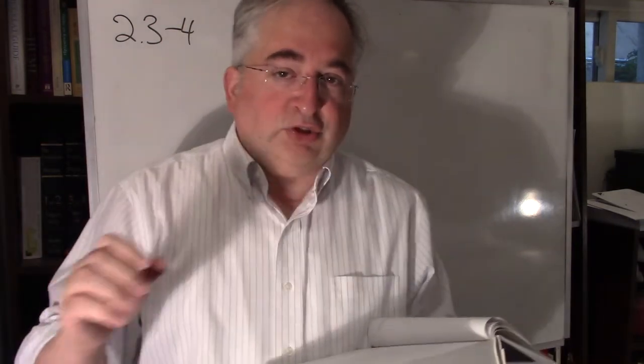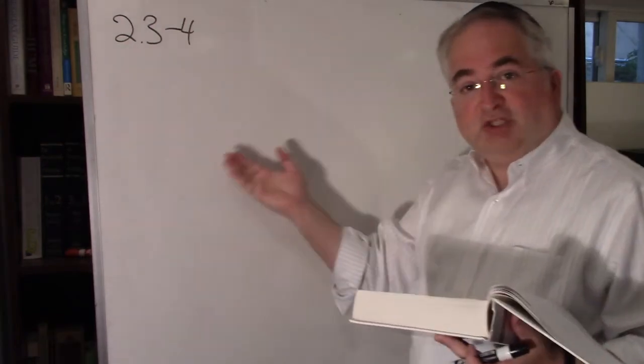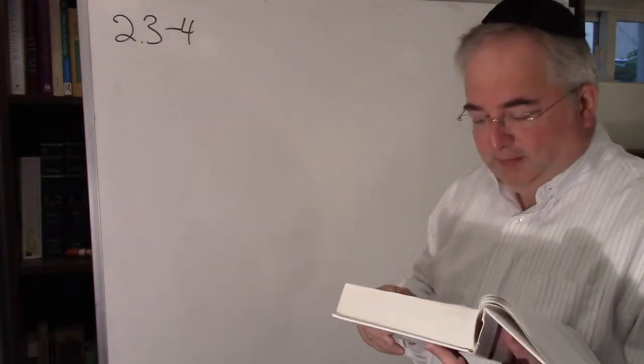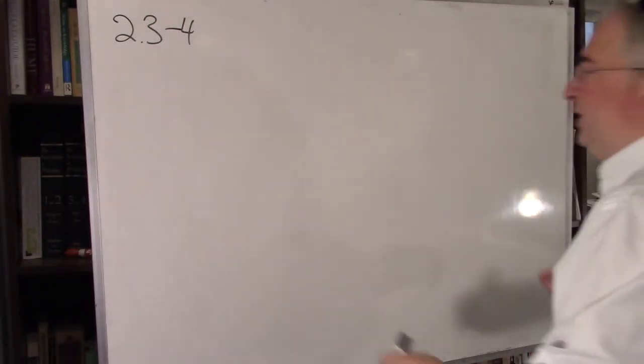2.3-4. Let's read the problem. We can express insertion sort as a recursive procedure as follows. In order to sort A 1 through n, we recursively sort A 1 through n minus 1. So this is the insertion sort. You assume the beginning is sorted, and then you put in the new element. Okay? And then insert A of n into the sorted array. Write a recurrence for the running time of this recursive version of insertion sort. So it's very simple. Okay?